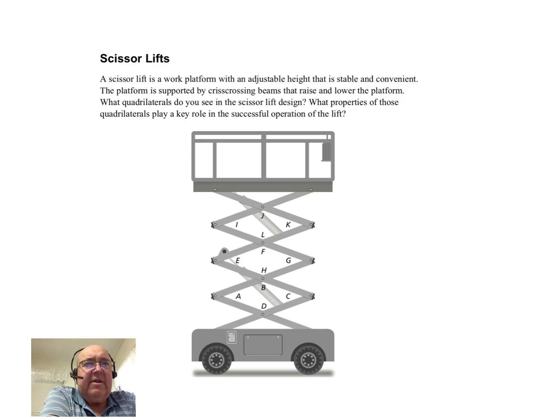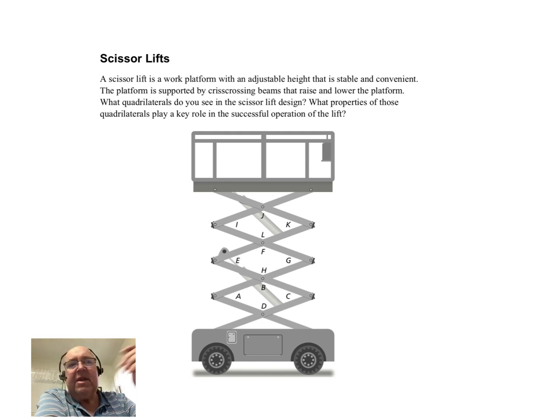So we're working with a scissor lift that you've seen being used for painting or cleaning. The platform is supported by crisscrossing beams that raise and lower the platform. So number one, what quadrilaterals do you see in the design looking at the parts? So you'll identify that. What properties of those types of quadrilaterals play a key role in the successful operation of the lift?